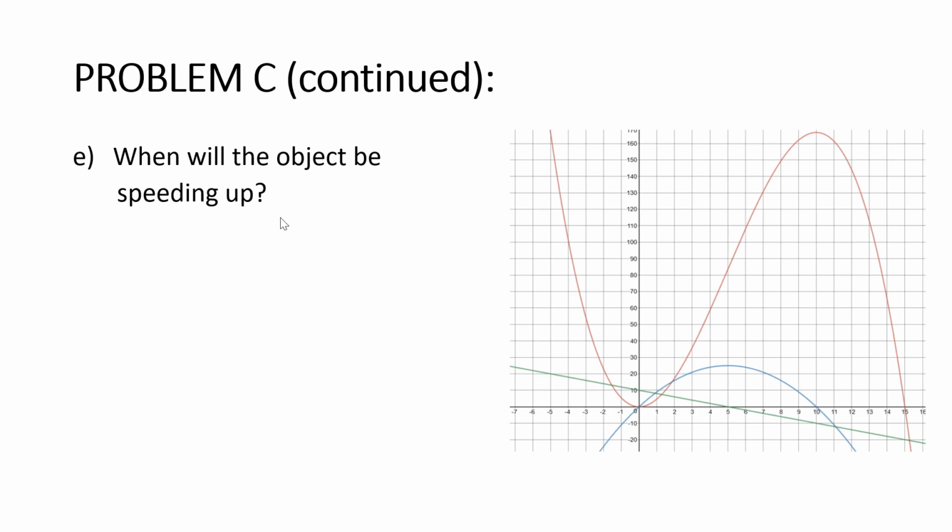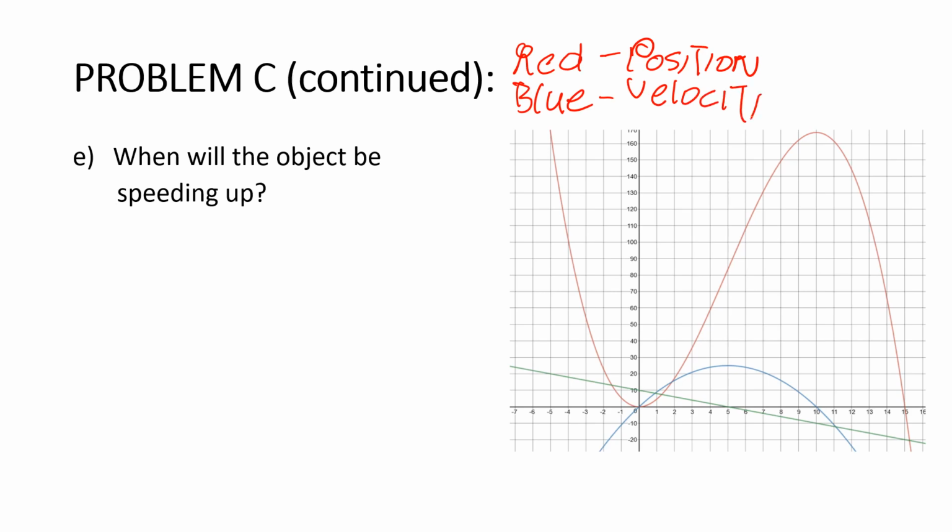So the red is position. The blue is velocity. And the green is my acceleration. I'll just put ACC.